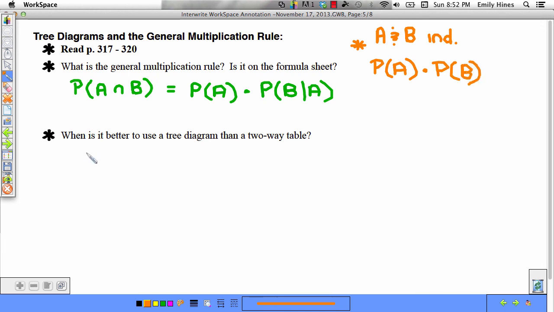When is it better to use the tree diagram than a two-way table? It's better to use a tree diagram than a two-way table when they are giving you situations where you deal with a lot of givens, or one thing happens right after another, like a sequence of outcomes. Two-way tables are better if you're dealing with categories of things. Tree diagrams are better if I'm saying, for instance, what's the probability that I'm going to flip a coin 3 times? So a succession or a sequence of things.